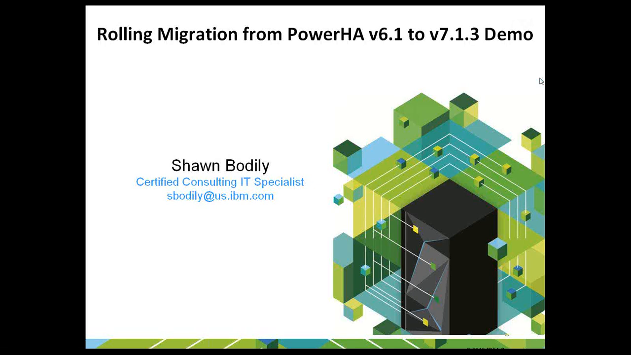Hi, this is sbodily with IBM. I'm part of the Advanced Technical Sales Support team located out of Dallas, Texas. And I'm about to show a demonstration of performing a rolling migration from PowerHA System Mirror version 6.1 to version 7.1.3.